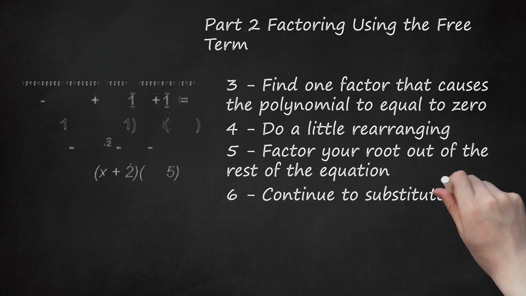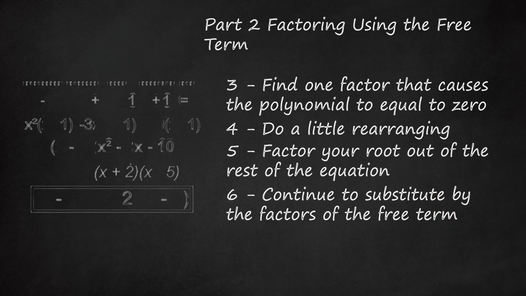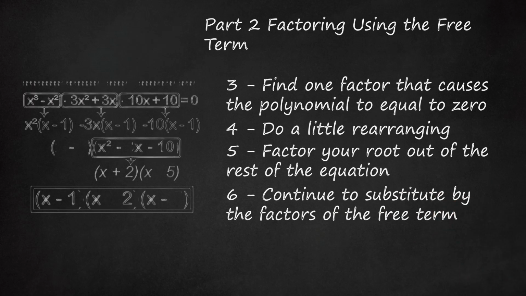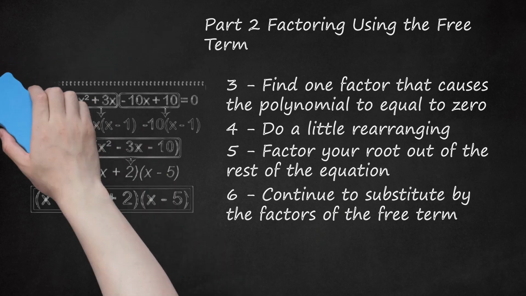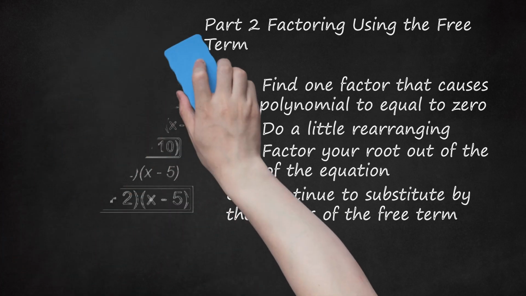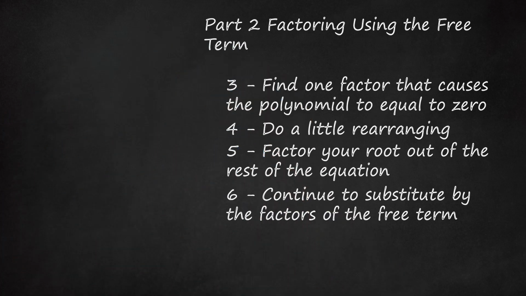6. Continue to substitute by the factors of the free term. Look at the numbers that you factored out using the (x - 1) in step 5: x²(x - 1) + 3x(x - 1) + 10(x - 1) = 0. You can rearrange this to be a lot easier to factor one more time: (x - 1)(x² + 3x + 10) = 0. You're only trying to factor x² + 3x + 10 here. This factors down into (x + 2)(x - 5).